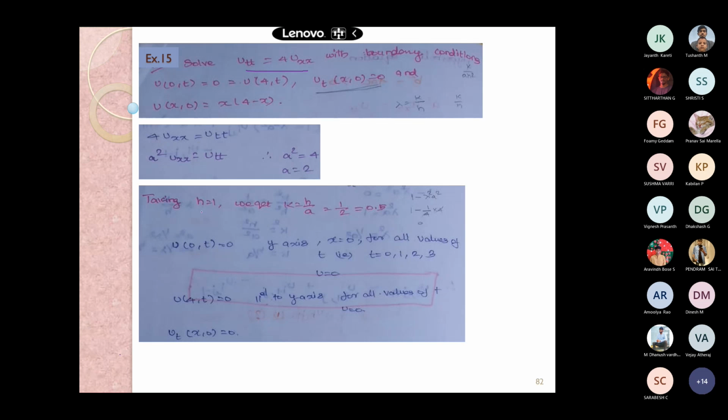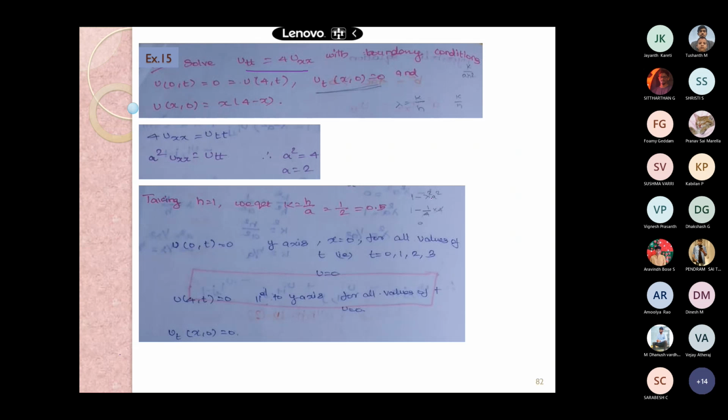Taking h is equal to 1, what will we get? We will get k is equal to h by a, and by applying h as 1 and a as given, therefore k has to be taken as 0.5.